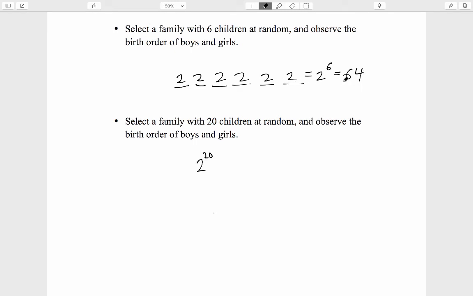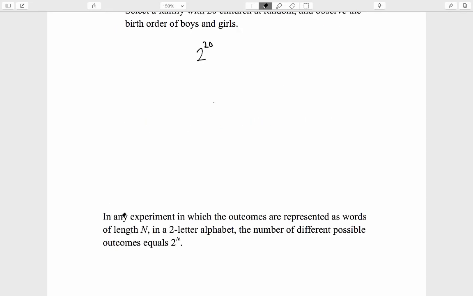The computation will be the same for all of those variations on the same theme of words in an alphabet with only 2 letters. The conclusion is, in any experiment in which the outcomes are represented as words of length n in a 2-letter alphabet, the number of different possible outcomes equals 2 to the n.